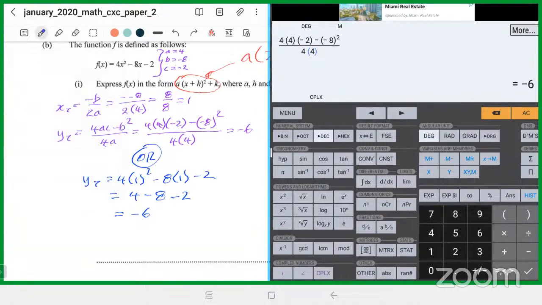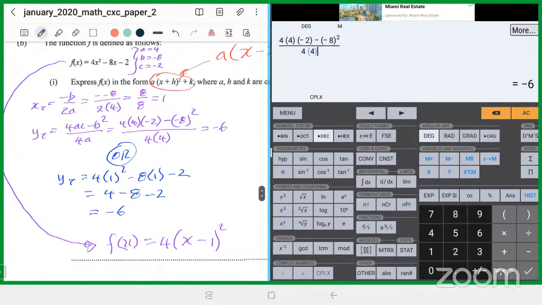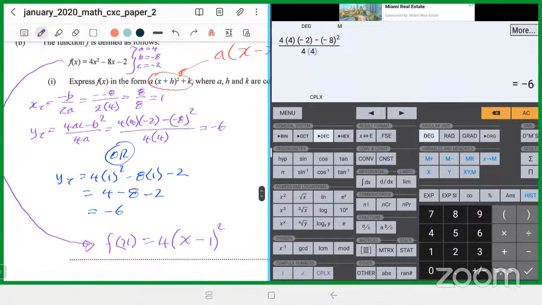Let's write it in purple. This function, in the form that they want, this form that we have in red, becomes f of x equals a, which is 4, bracket x minus the xt, which is, no, sorry, the xt is 1. So x minus 1 squared, and the yt is -6. Done. That's it.